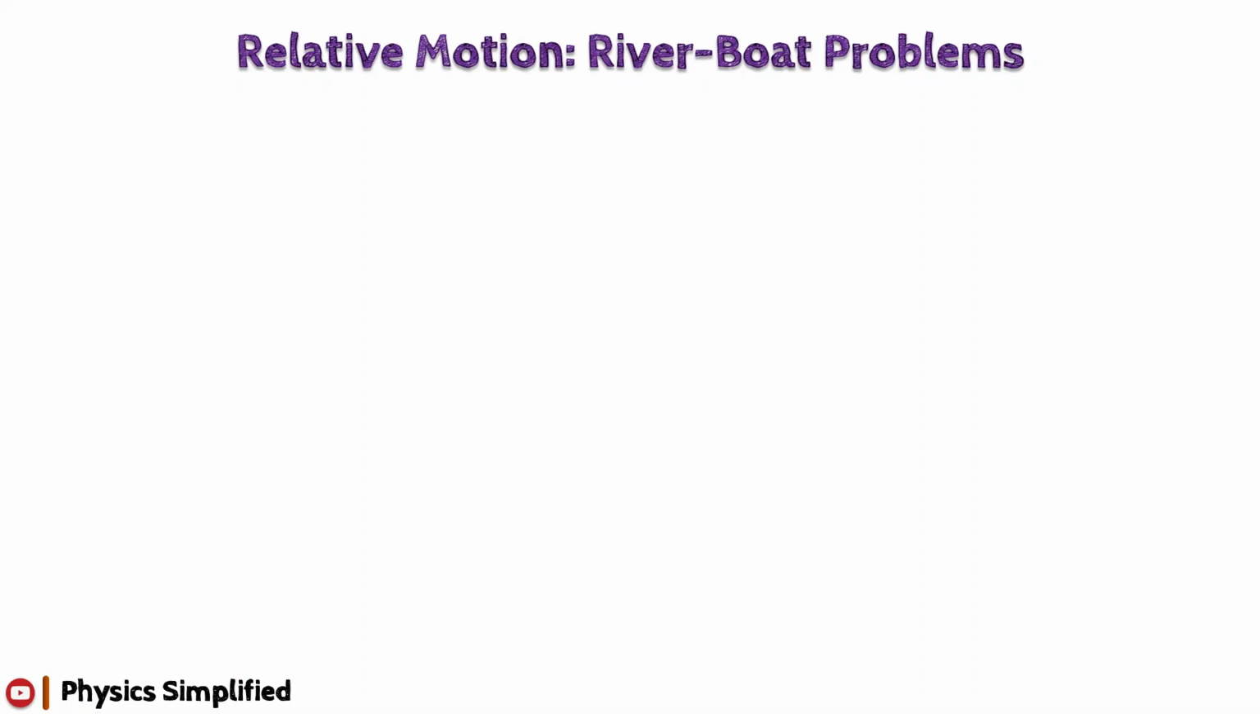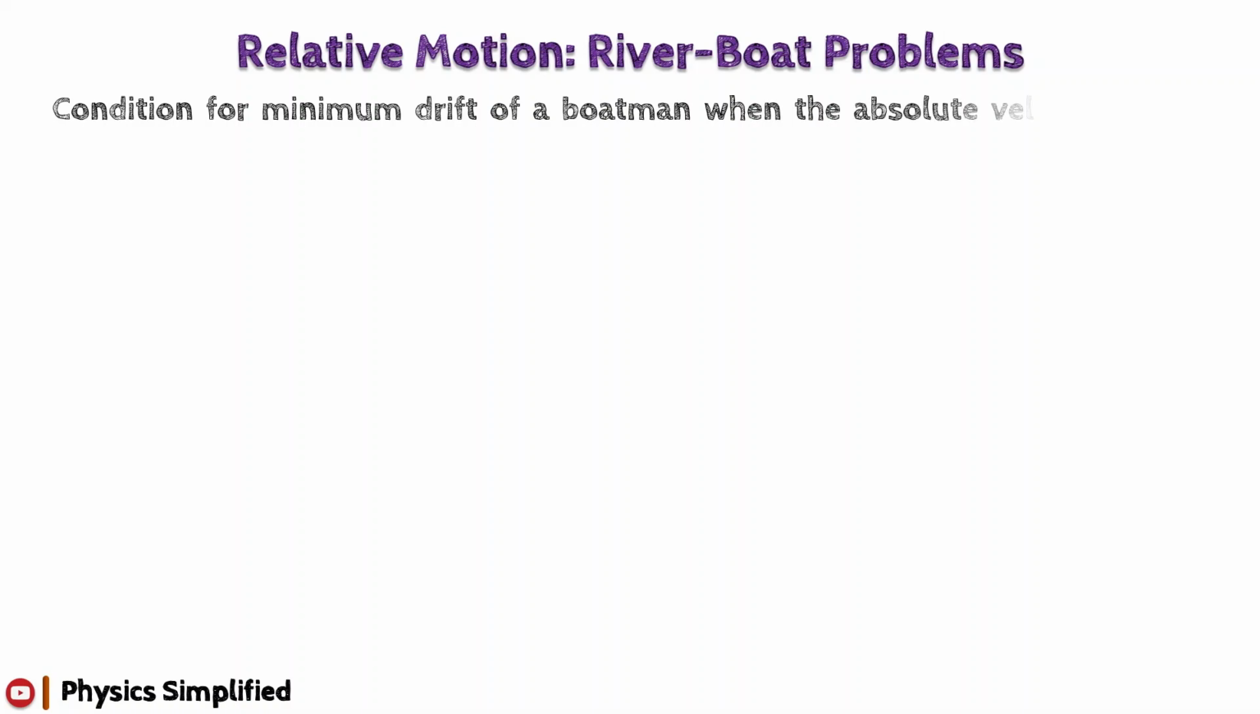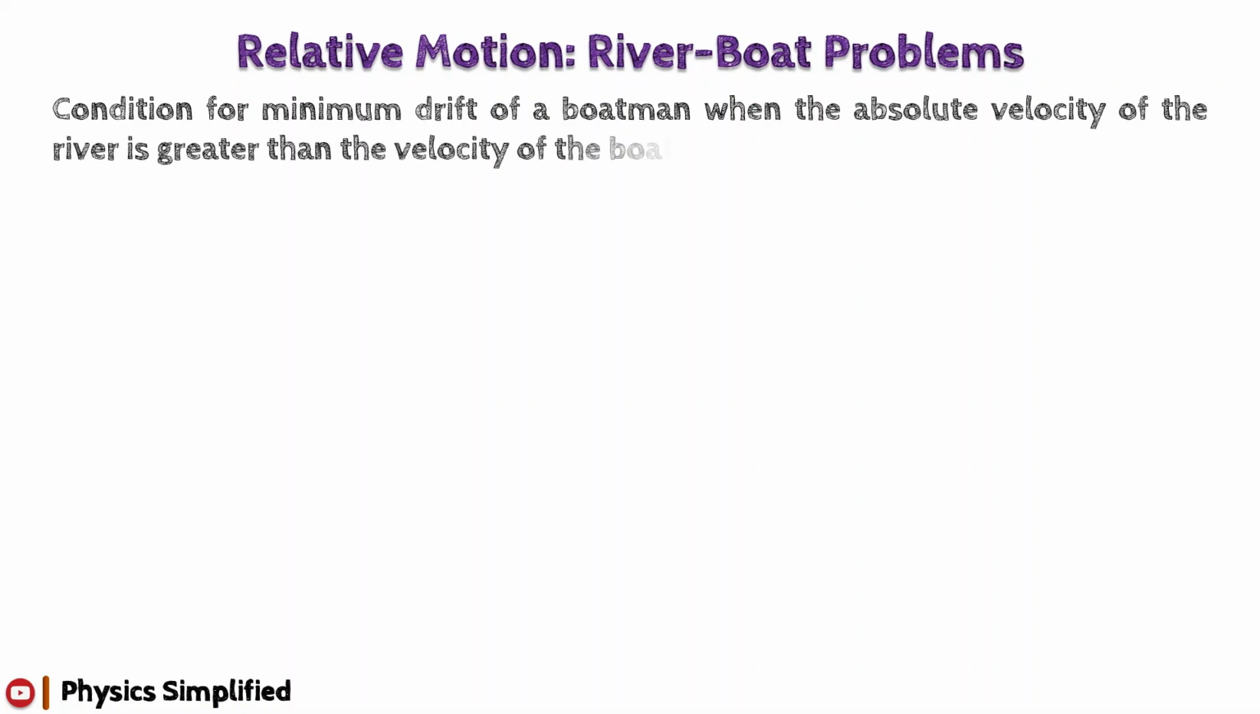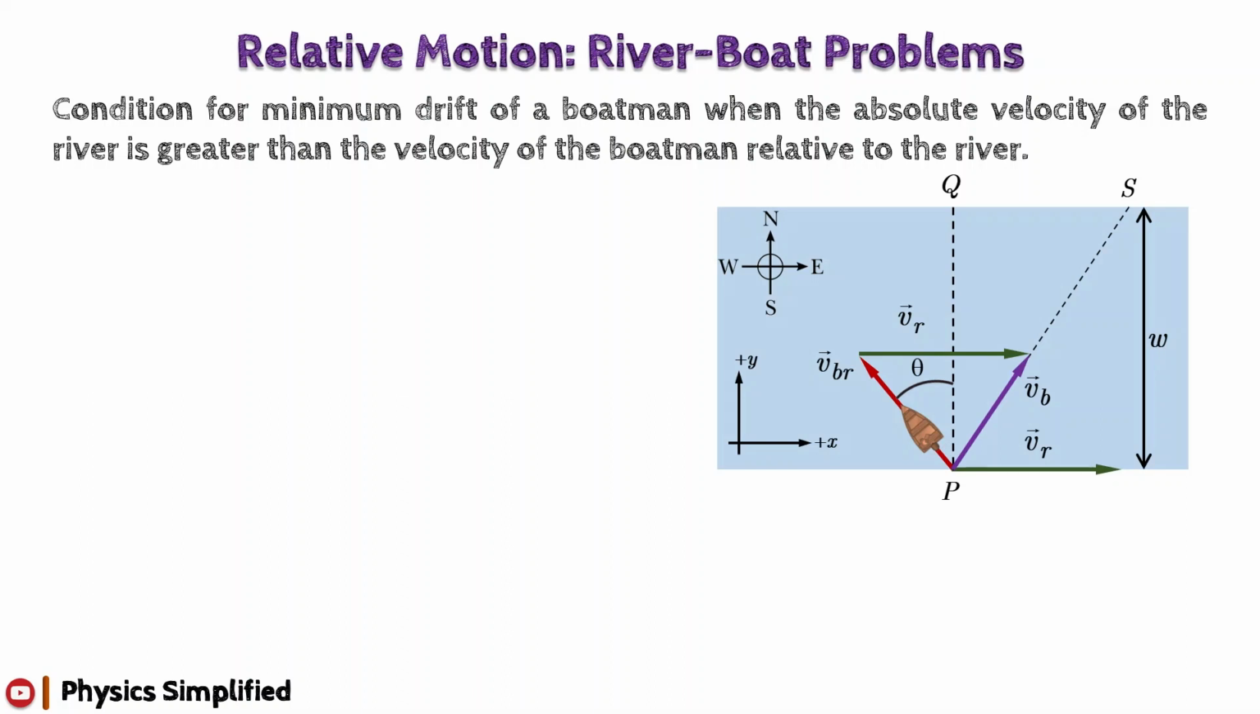In this video, we will try to find the condition for which the drift of a boatman while crossing a flowing river is minimum when the absolute velocity of the river is greater than the velocity of the boatman relative to the river. In our last video, we found that when absolute velocity of the river is greater than the velocity of the boatman relative to the river, there is drift of the boatman downstream.